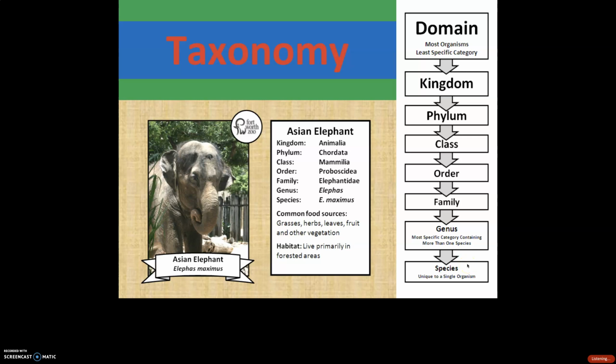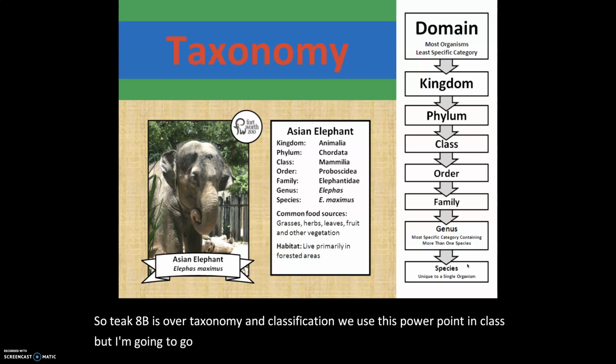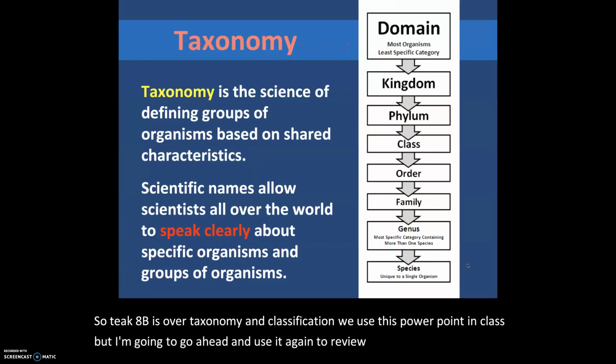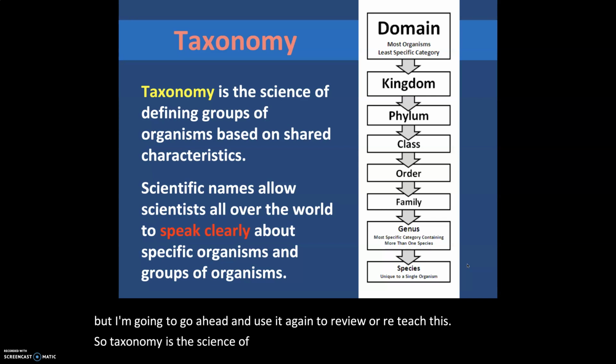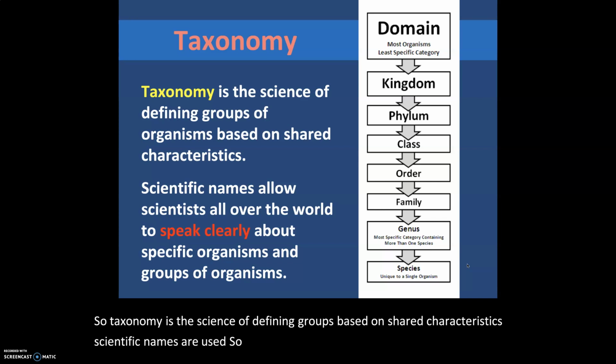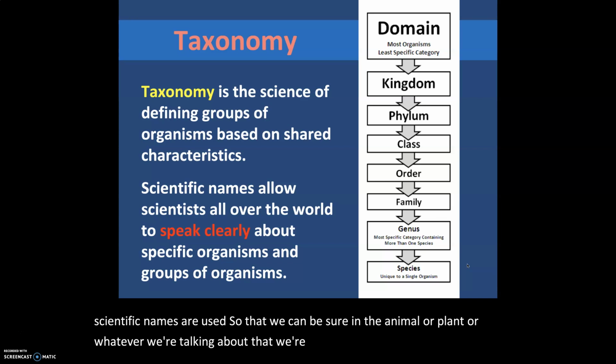So, TEAC 8B is over taxonomy and classification. We use this PowerPoint in class, but I'm going to go ahead and use it again to review or reteach this. So taxonomy is the science of defining groups based on shared characteristics. Scientific names are used so that we can be sure in the animal or plant or whatever we're talking about, that we're talking about the same thing.